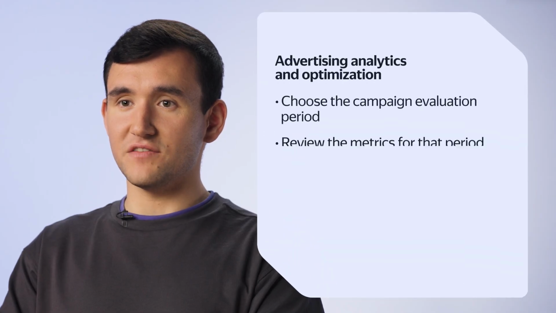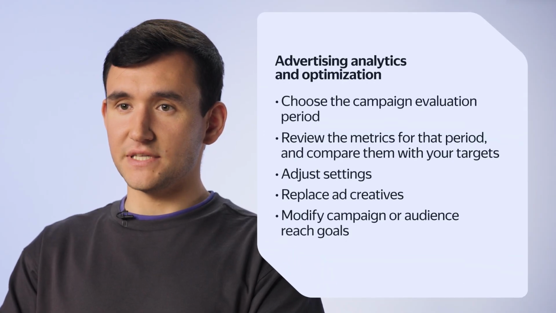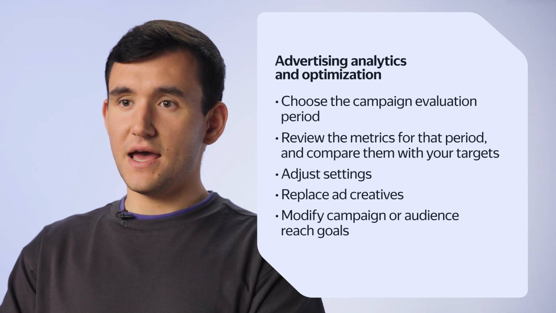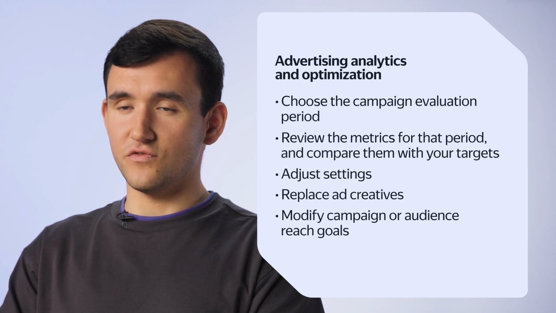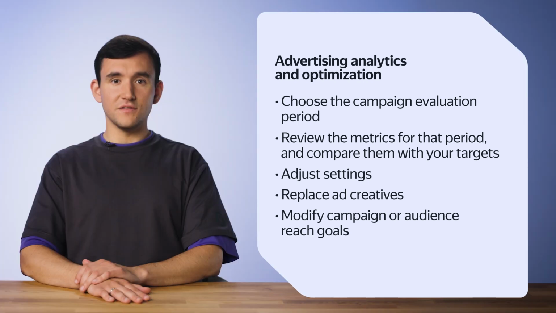Once the campaign is up and running, it's important to check its performance and tweak the settings to increase the effectiveness of the ads. This involves choosing the campaign evaluation period, for example daily, weekly, or monthly, reviewing the metrics for that period, and evaluating how close the actual values are to your targets. This measurement allows you to make changes to your ads, adjust settings, replace ad creatives, and modify campaign or audience reach goals accordingly. So here's the key takeaway.